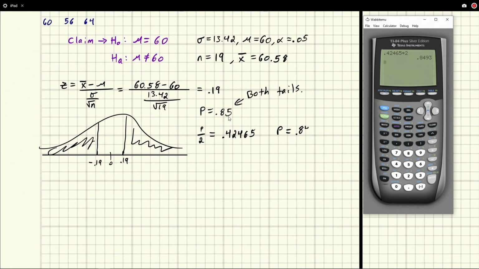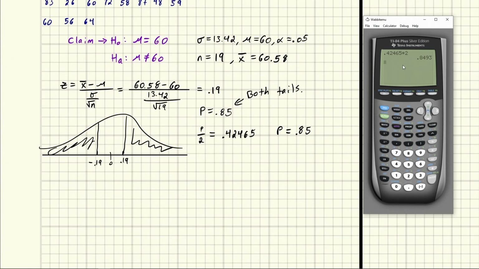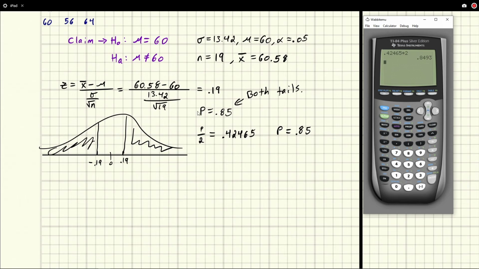The chart is not going to be perfectly accurate because it's a chart that doesn't have every value on there. The calculator is a bit more accurate that way. So there we go. We get the same thing though. So that's how you would do it using the chart method.